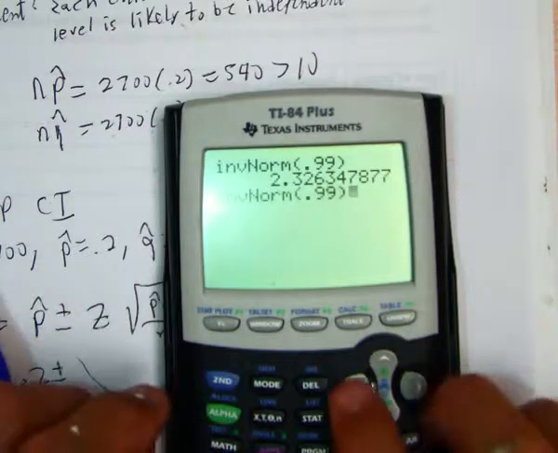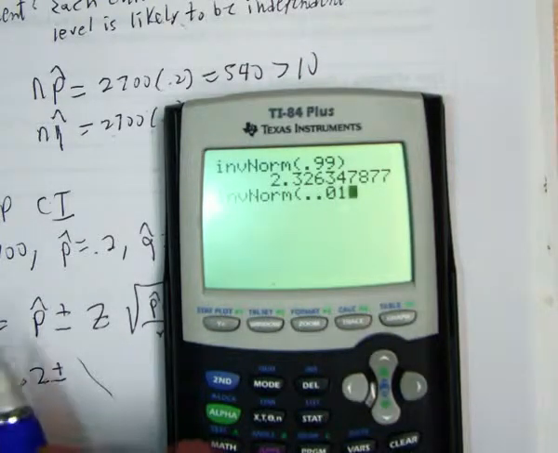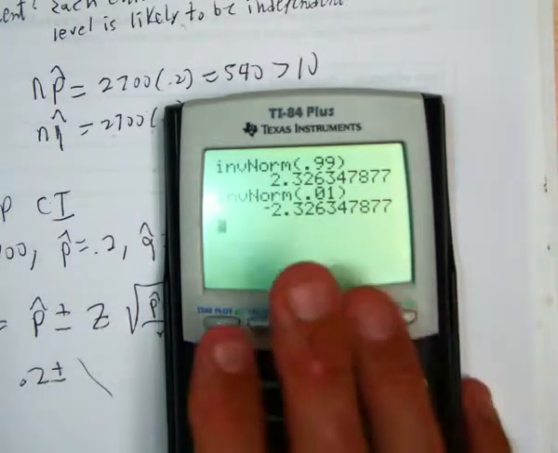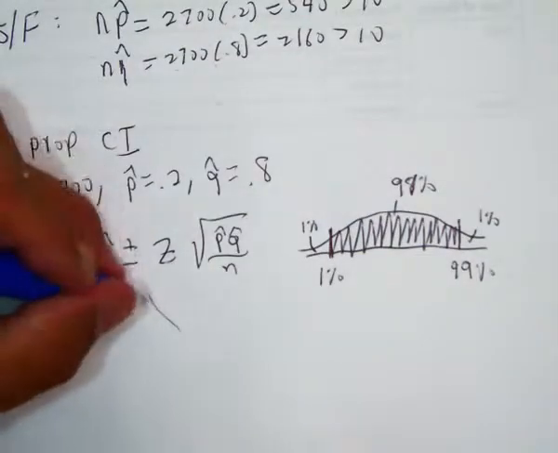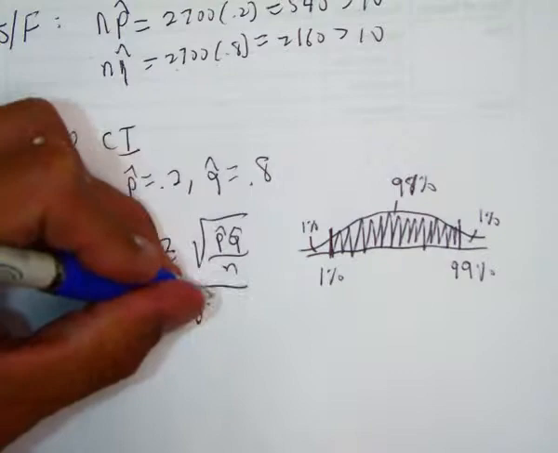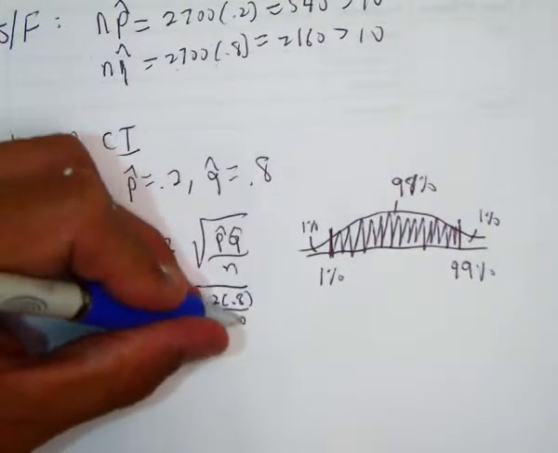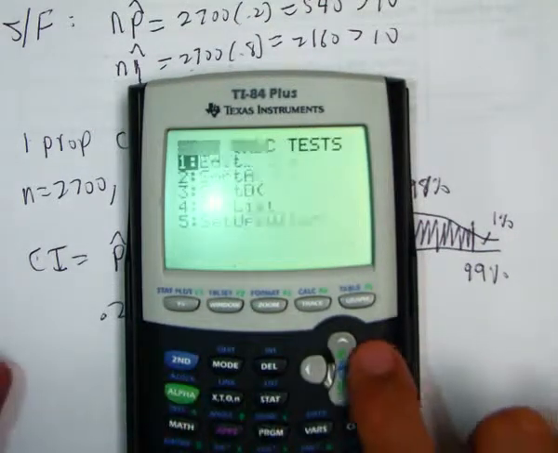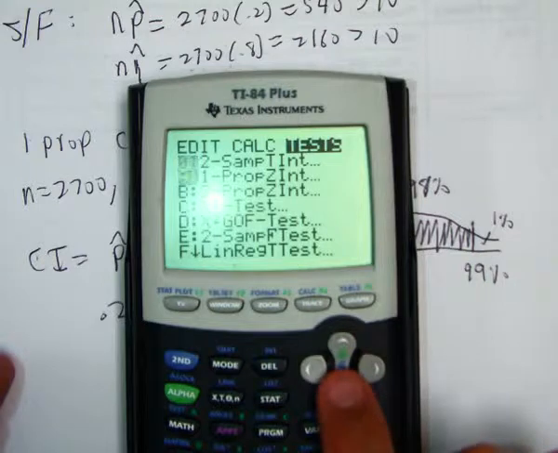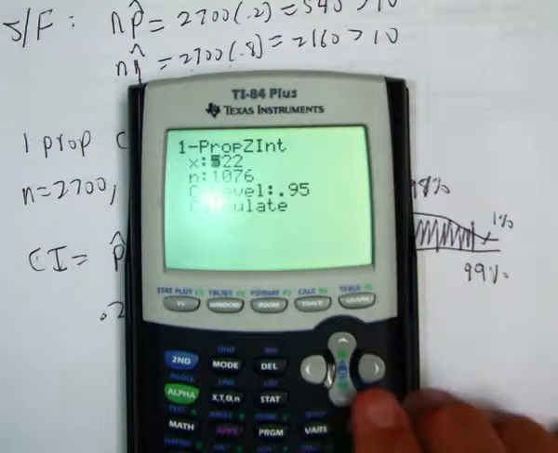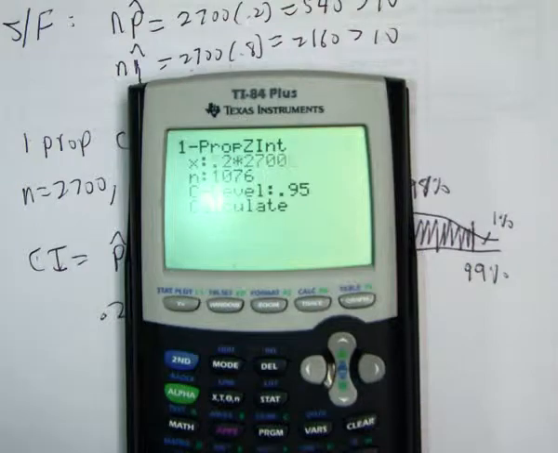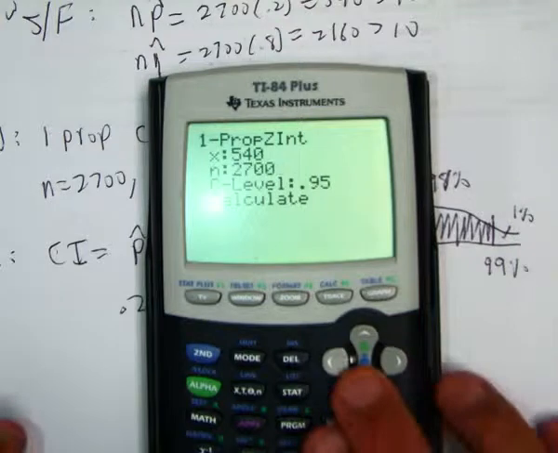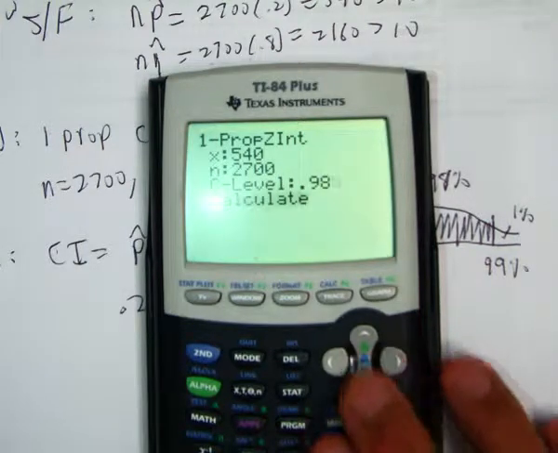You're going to say, okay, give me the 99th percentile, and you're going to get 2.33. Okay, so if you do the first percentile, the 0.01, you're going to get negative 2.33. It's the same thing. So z here is going to be 2.33 times the square root of 0.2 times 0.8 over 2,700. Then we're going to go to the calculator, and we're going to go to stat test. We're going to go to 1-prop z int, and x is 0.2 times 2,700, and it has to be a whole number. It is 540. And then n is 2,700. Confidence level is 0.98, and we're going to calculate.